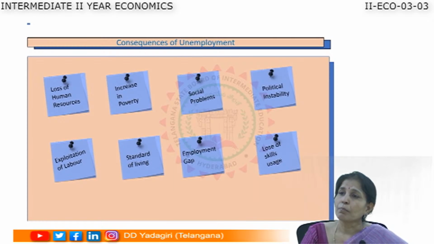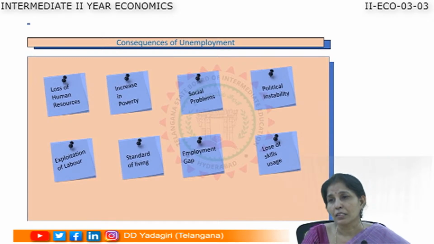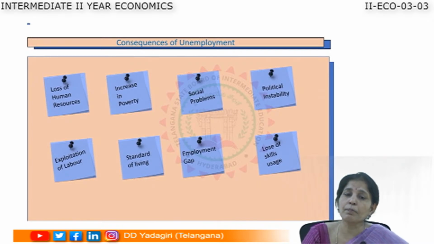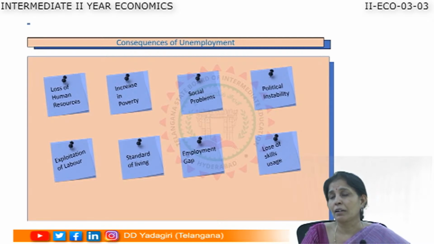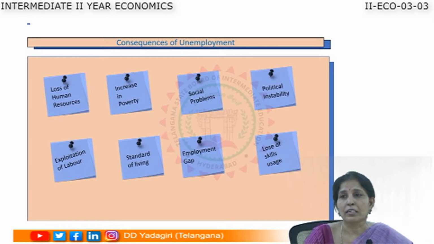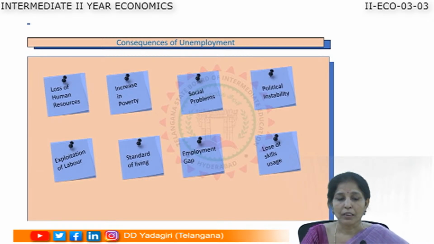The next one is political instability. Political instability, to a certain extent, because of the changes in the government which come with different policies. So political instability may sometimes create unemployment situations in an economy. The next one is exploitation of the labor. Here, the people who are employed, we are exploiting beyond their capacity and we are not able to employ the other category of the population.